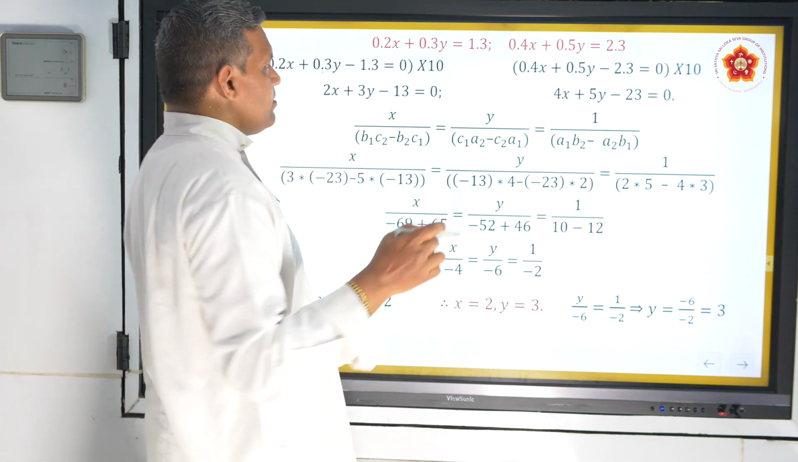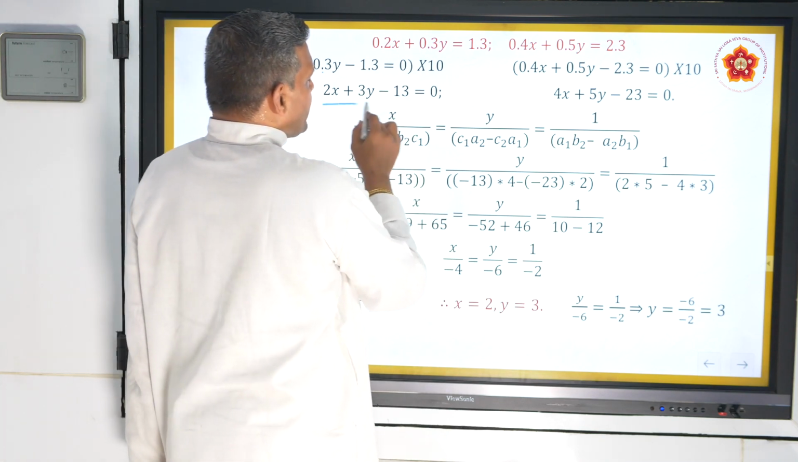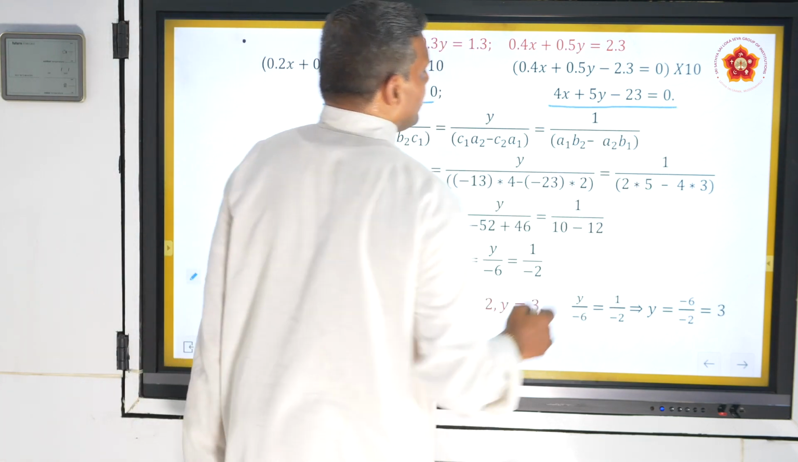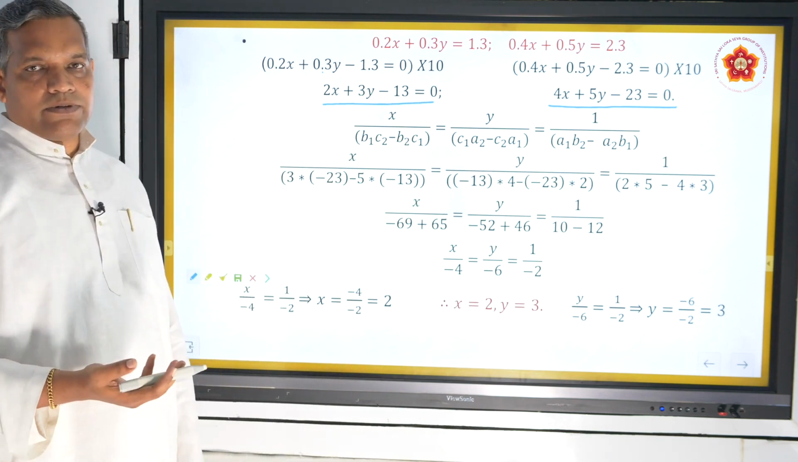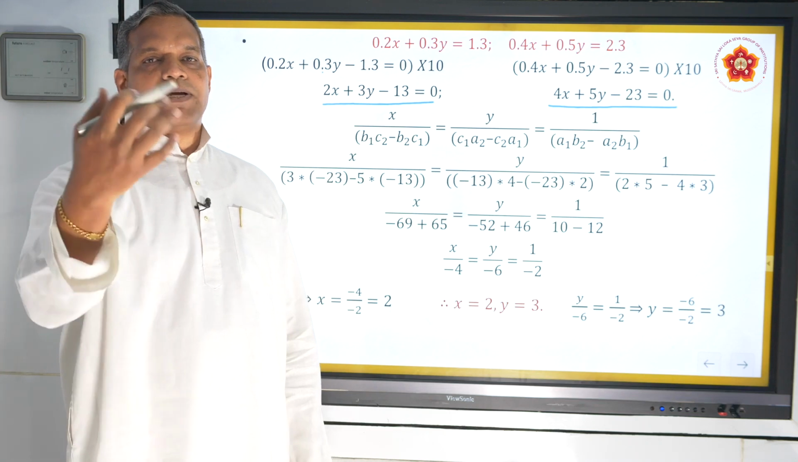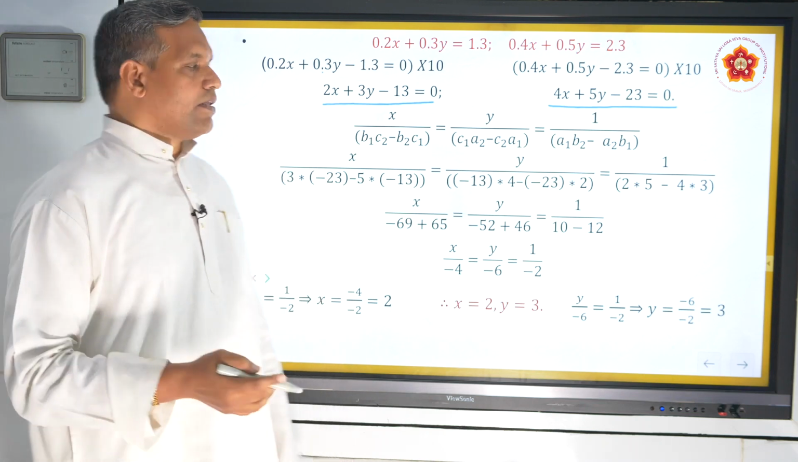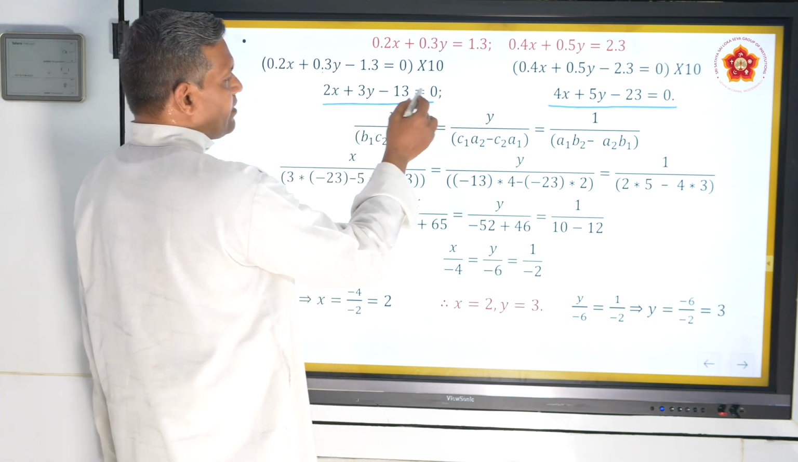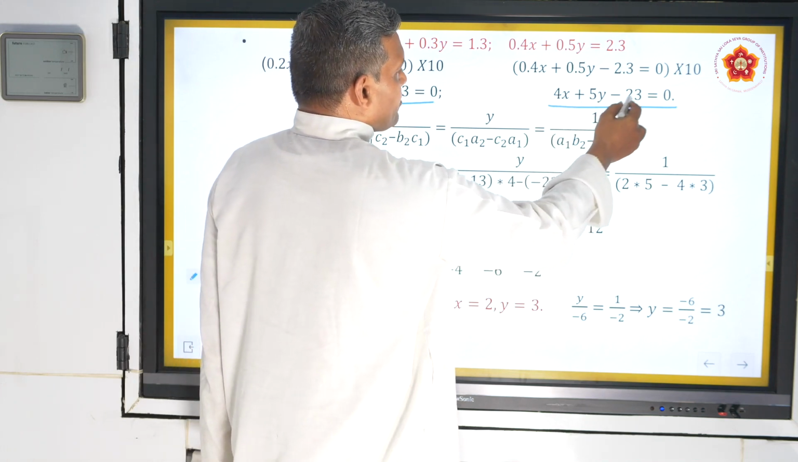Now I am asking you, do you have any decimals here? You don't need to hate this sum anymore. Though they have given it in decimals, you converted it back to your own comfort just by multiplying by 10 in this case. Now what is the case here? 2x plus 3y minus 13 is equal to 0, 4x plus 5y minus 23 is equal to 0.